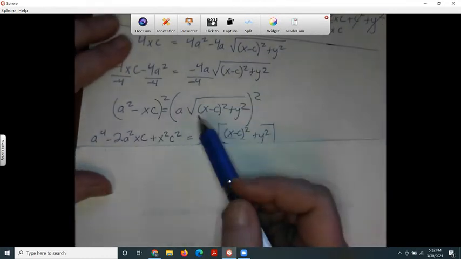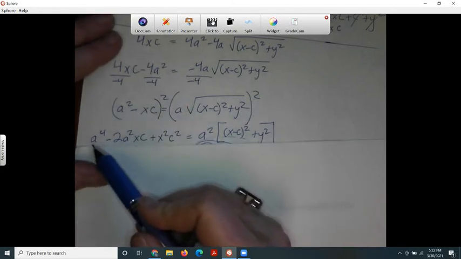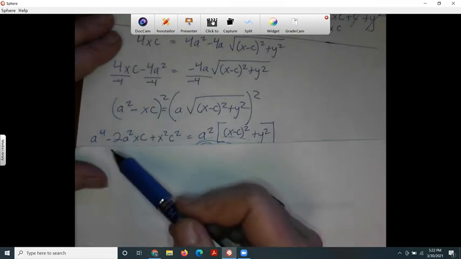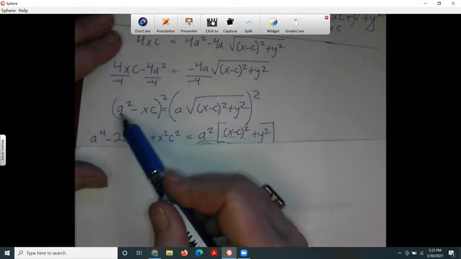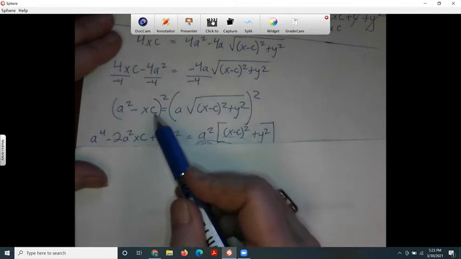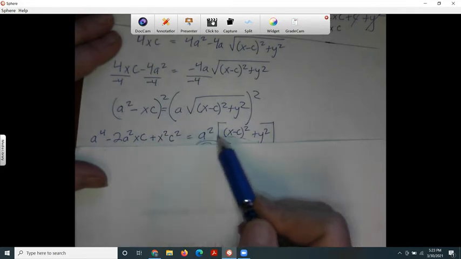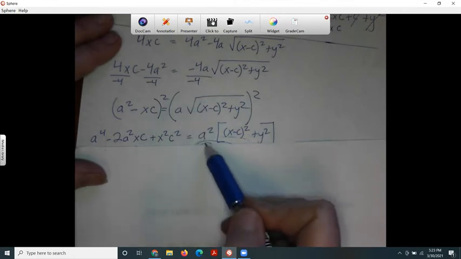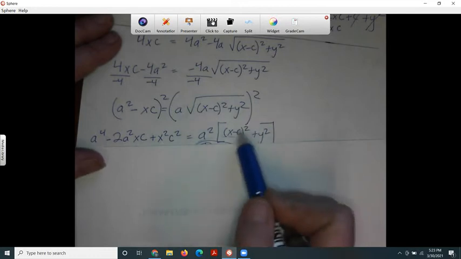So again, we're going to use that pattern. You take the first thing and square it. So that gives you the a to the 4th. And then the first thing times the second thing times 2. So negative 2a squared xc, because that times that. And then the last thing squared gives me x squared c squared. Okay, and then over here, squaring the a gives me a squared, and then squaring this radical just makes the radical leave, and I've got this mess.